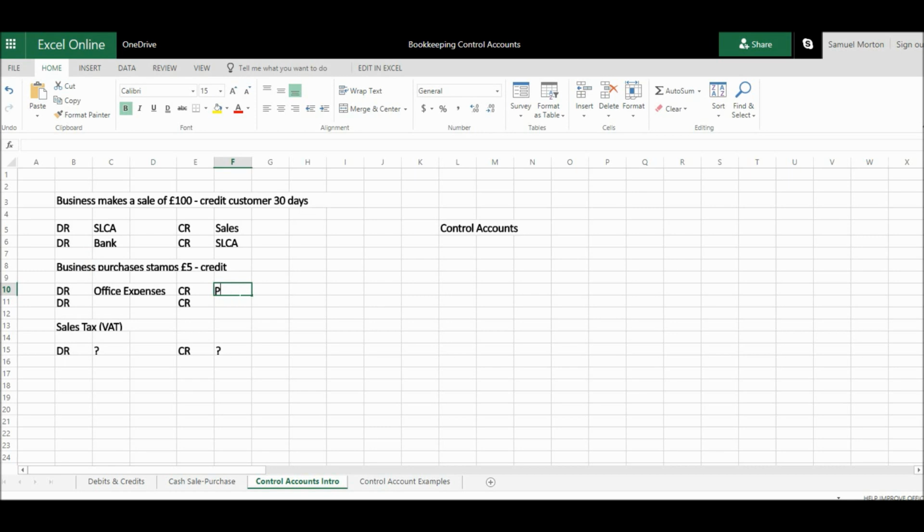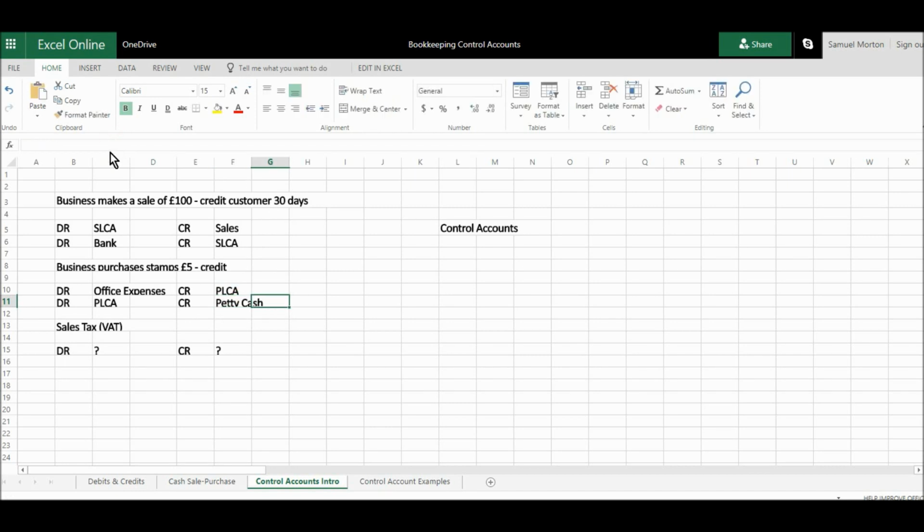So let's look at this example: business purchase of stamps on credit. The credit will go to the purchase ledger or the purchase ledger control account. That is a liability account, so we'll have £5 on that account that we owe. When we finally make payment, it will be cleared off that account. The liability is no longer there, so you would debit the purchase ledger control account and then credit, say, the bank account if we pay by card, or if we pay by cash using petty cash, you could put petty cash there.